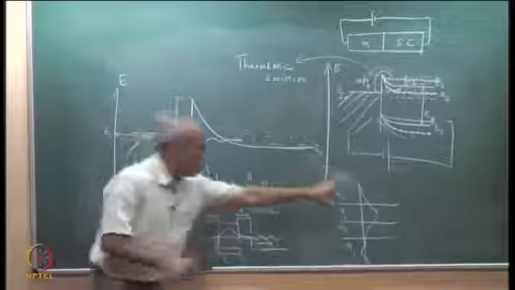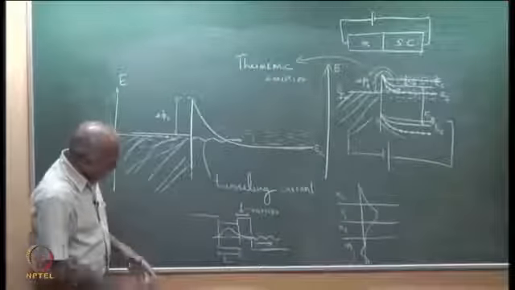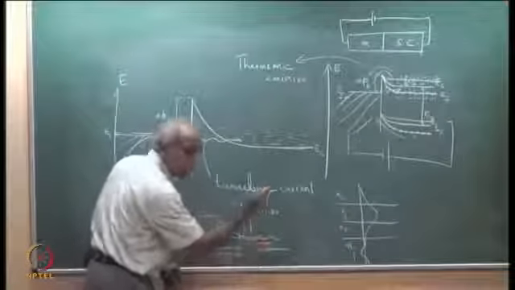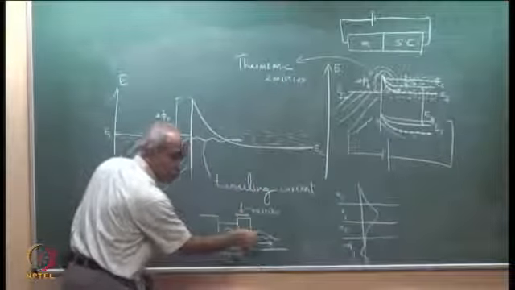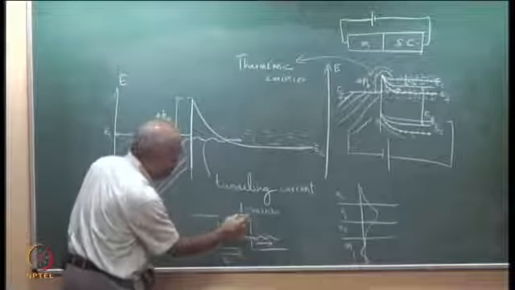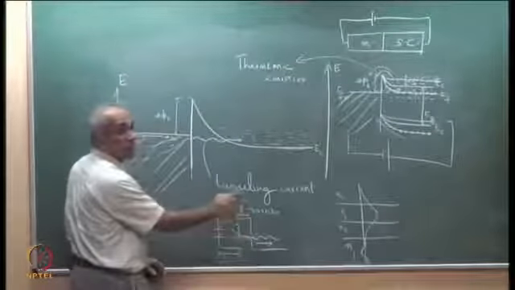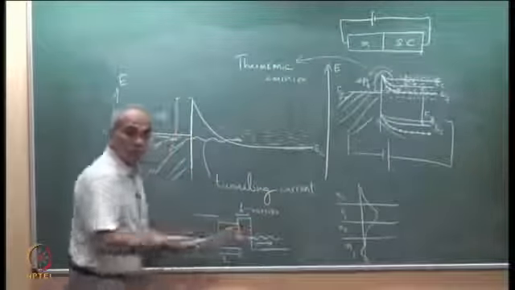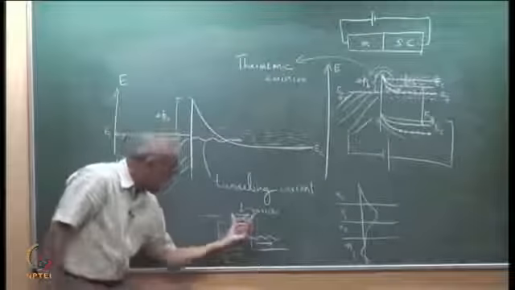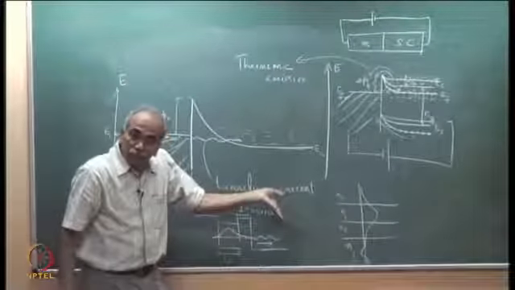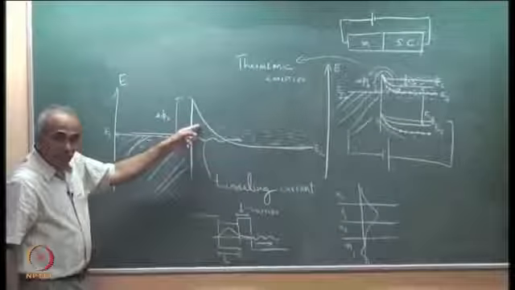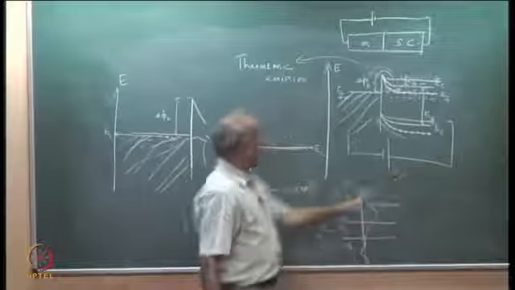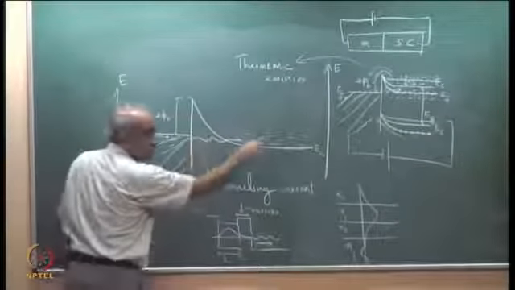So, let us not go so much into this. The important point is, if there is a barrier, then tunneling is possible, but the tunneling probability is inversely proportional to the width of the barrier. Smaller the width, larger is the tunneling probability. This is a quantum mechanical result which you can show. Smaller the barrier width, larger is the tunneling probability. And therefore, in reverse bias, the current is primarily due to tunneling.